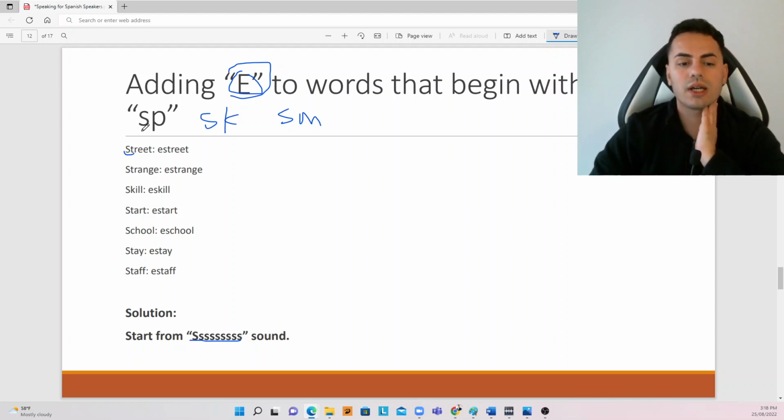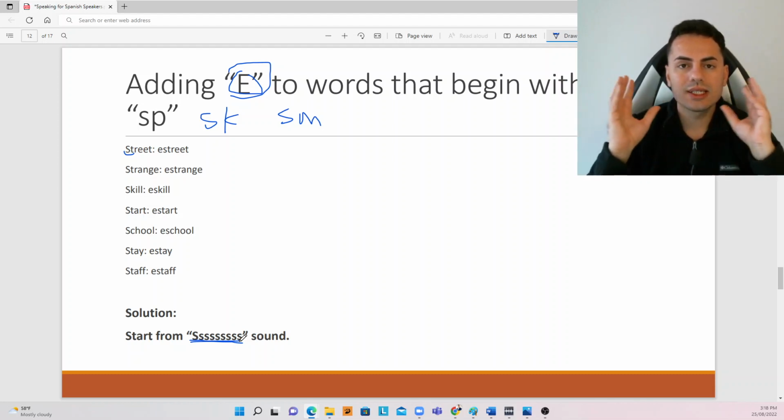You just need to start from the S sound. Okay, so start from the S sound. Start from your mouth. Don't start from here. Don't say "es". It is just from here. You feel it from here using your tongue and your teeth, yeah?